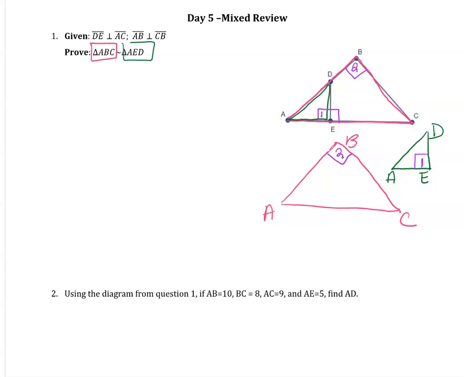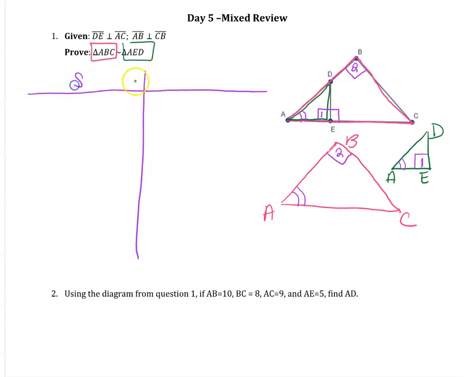Now, between the pink triangle and the green triangle, I notice that they're overlapping at angle A, meaning that's a shared angle. Remember, that's our reflexive property. So in this picture, my triangles are similar by angle-angle similarity. Therefore, I then have my proof done. Okay, so this is relatively quick.